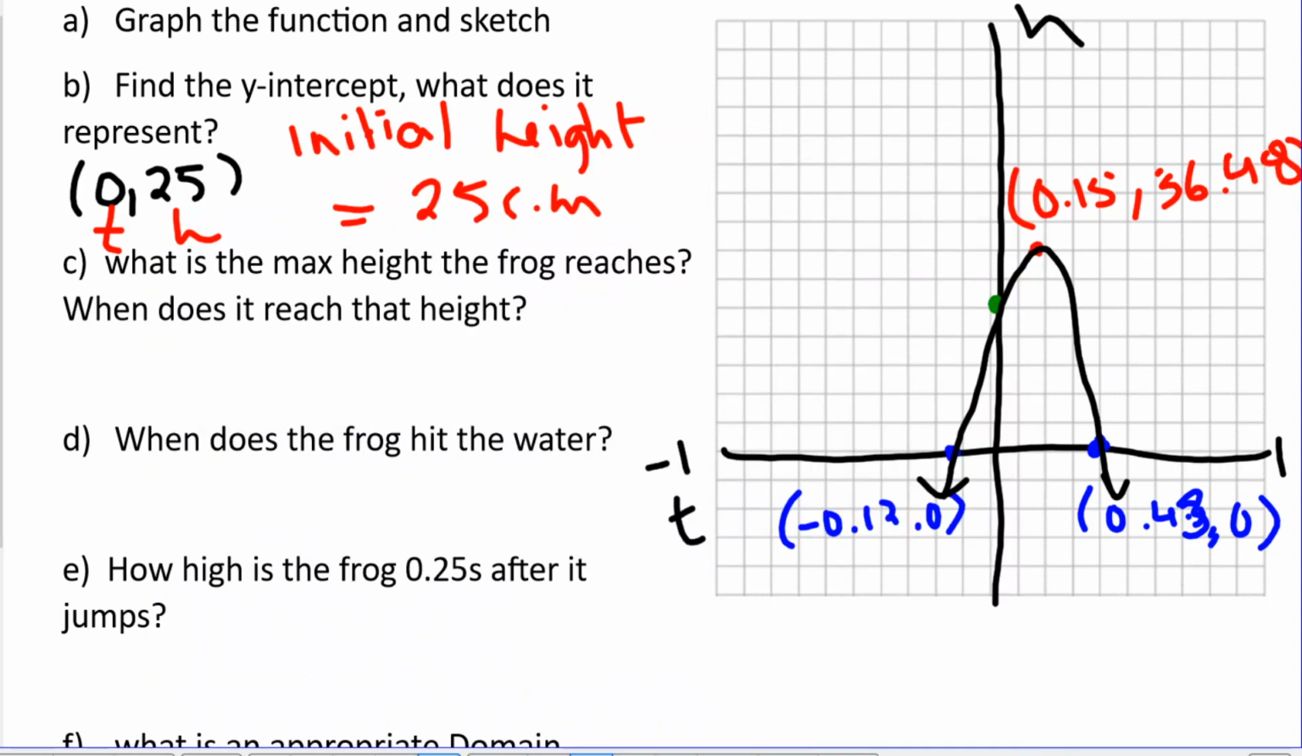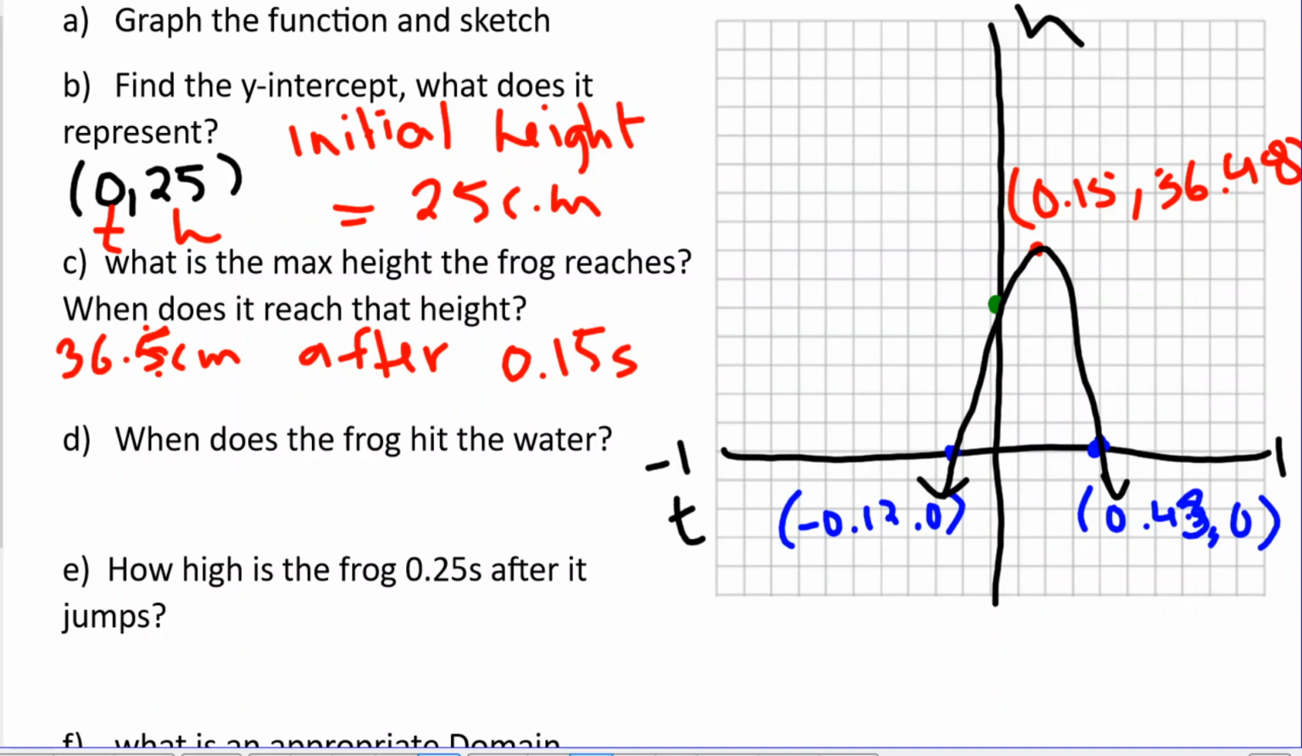So again, what is the max height? Well, we're looking for the y value. So we have a max height of 36.5 centimeters. And when does that happen? Well, that happens after 0.15 seconds have passed.